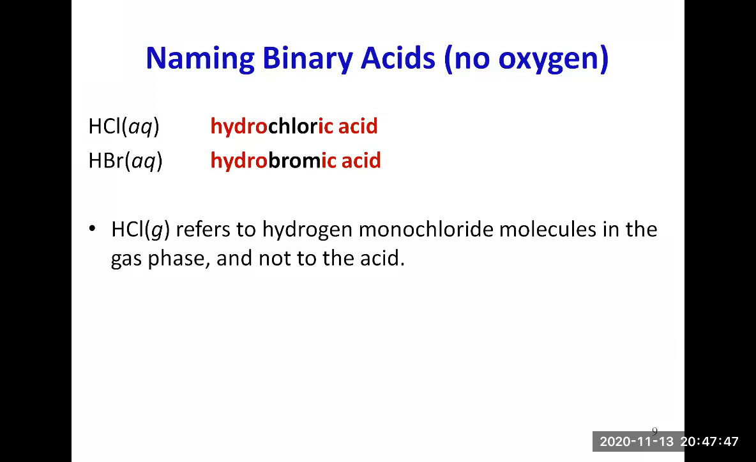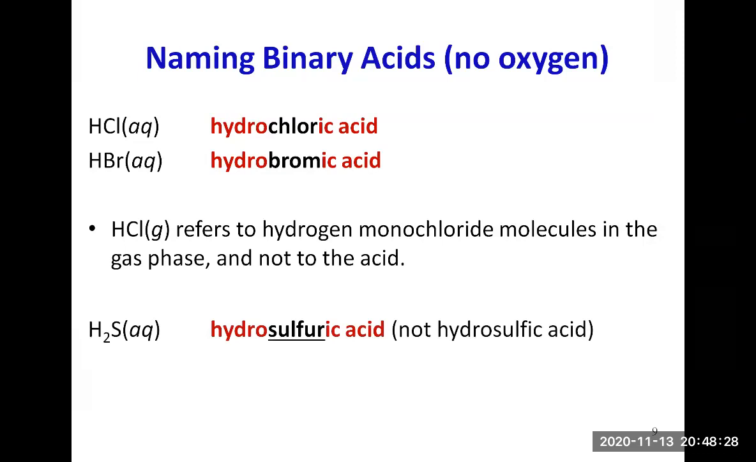Here, HCl, if it's a gas, refers to the hydrogen monochloride molecules in the gas phase and not to the acid. You see how the name is the name of a molecular or covalent compound. You have the name of the first nonmetal and then the prefix mono and then the name of the second nonmetal with the ending -ide. So when it's not in an aqueous solution, HCl is named hydrogen monochloride. But if it's in an aqueous solution, then it becomes hydrochloric acid.